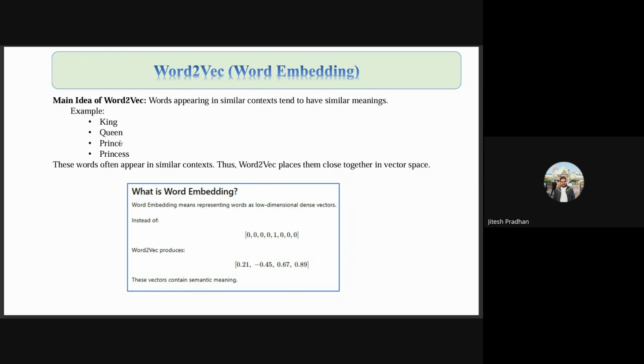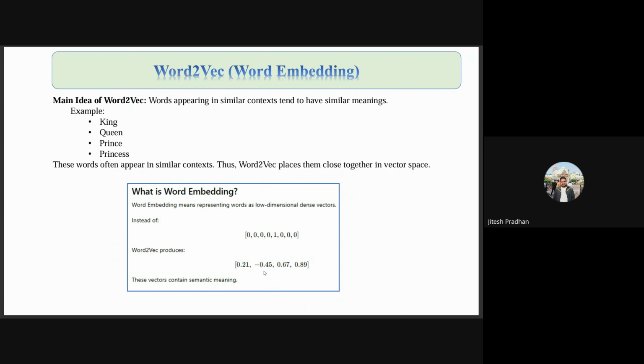For example, king, queen, prince, princess. These are similar words, right? They appear in the same context. So these words often appear in similar contexts. Thus, Word2Vec places them closer together in a vector space. Now, look here. If we are generating a word embedding, it will be in binary form. If we are generating a Word2Vec vector, it will be more like a decimal version.